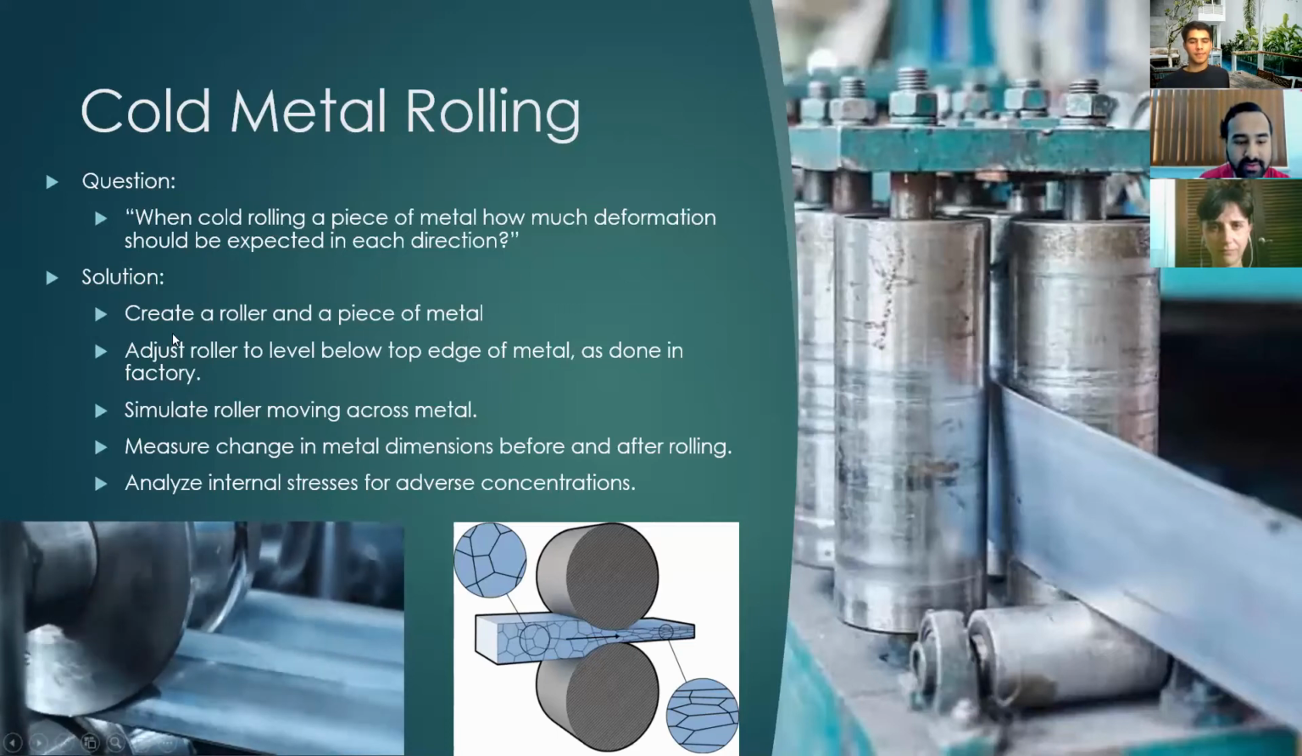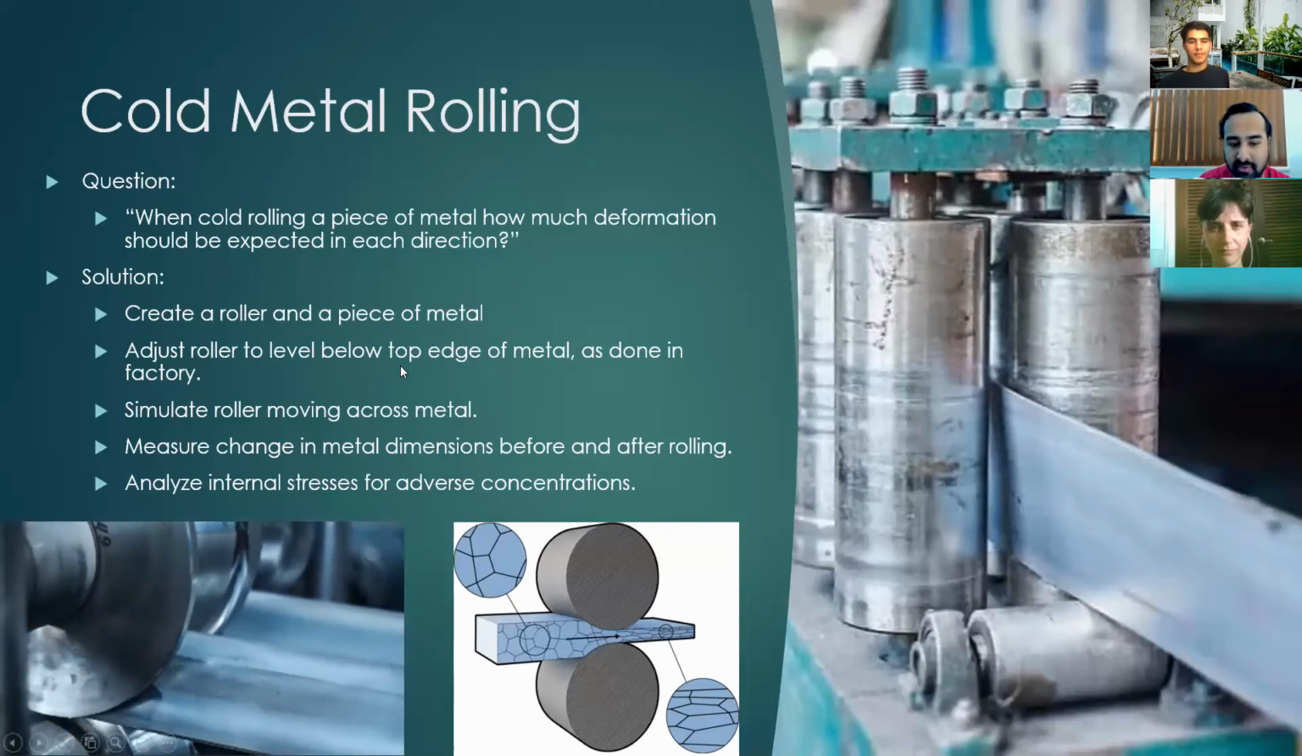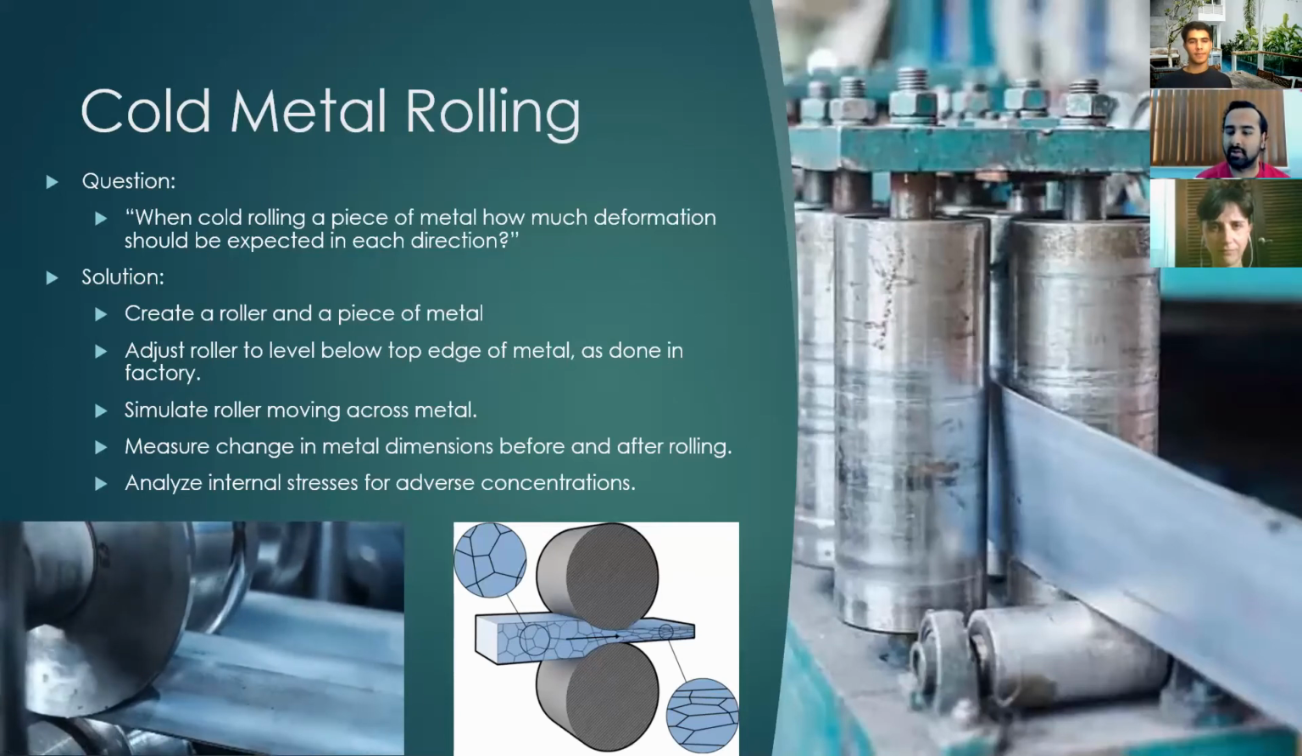And what we want to do is create a roller and a piece of metal, and adjust the roller to be just at the edge of the metal, as would be done in a factory. Then we want to simulate this roller moving over the object, and measure how much the metal actually changes in its dimensions before and after rolling. And then we want to look at what the internal stresses are and see if there are any adverse localizations, as well as how much deformation we're getting in each dimension, meaning how much actual workable metal we're dealing with after the fact. So any questions on this?